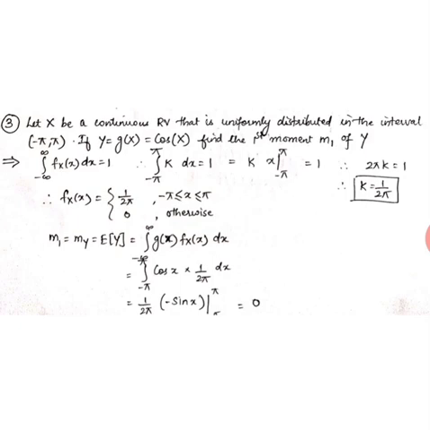Again use the property of PDF, that is the integral from minus infinity to infinity of fx of x dx is equal to 1. The limits over here are given in the integral as minus pi to pi. So integral minus pi to pi k times dx is equal to 1. Solve the integral. So k is a constant, integral of dx is nothing but x. Substitute the limits minus pi to pi. So it will be k into pi minus of minus pi, which becomes 2 pi. So 2 pi k is equal to 1, or k is equal to 1 by 2 pi.